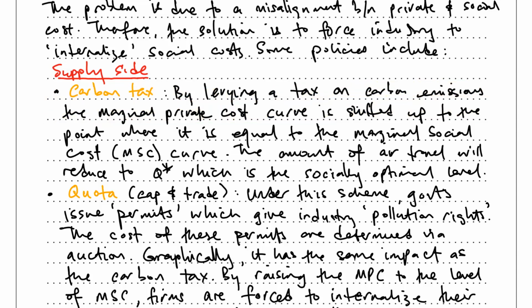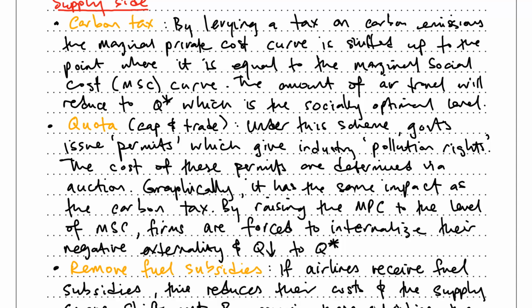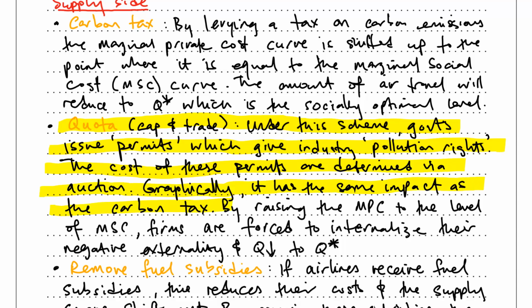Now, another policy would be to use a quota or some sort of cap and trade arrangement. Under this scheme, governments issue permits which give industry pollution rights. The costs of these permits are determined via auction. Generally, it has the same impact as the carbon tax. By raising the marginal private cost to the level of marginal social cost, firms are forced to internalize their negative externality, and quantity decreases to Q star. So yeah, something to that effect.